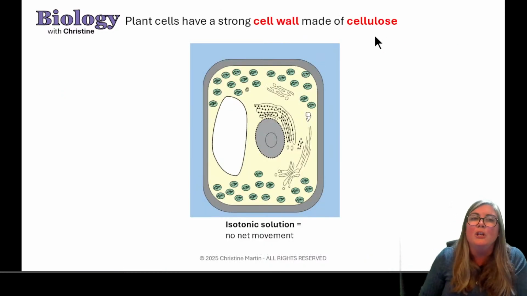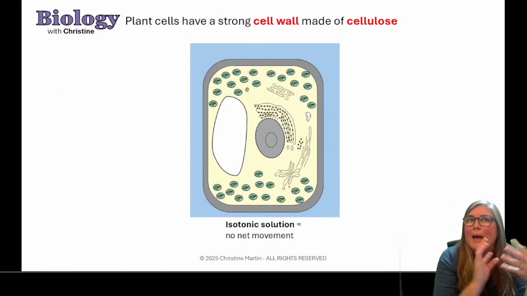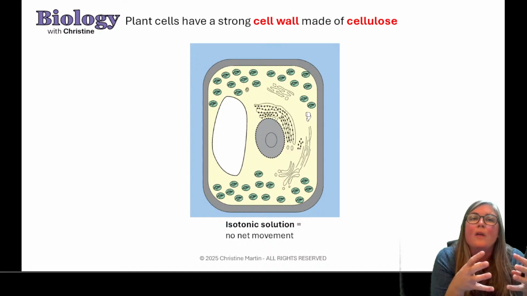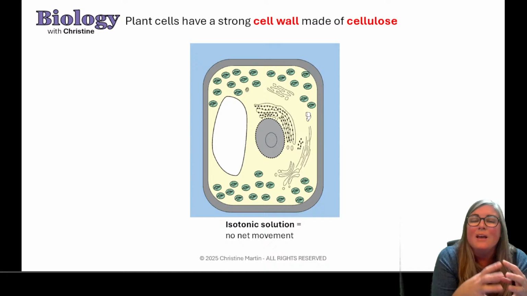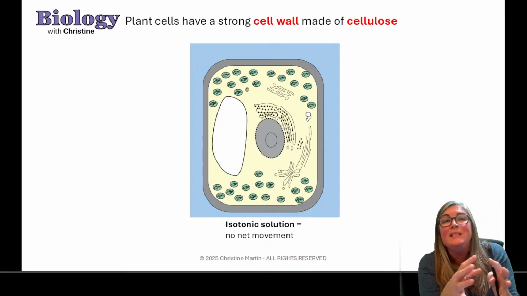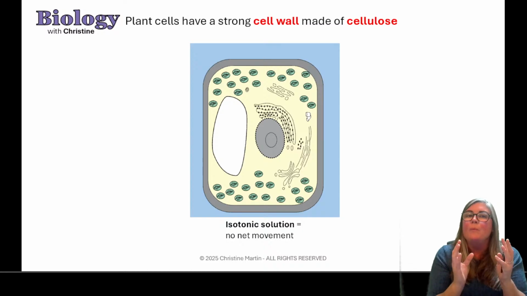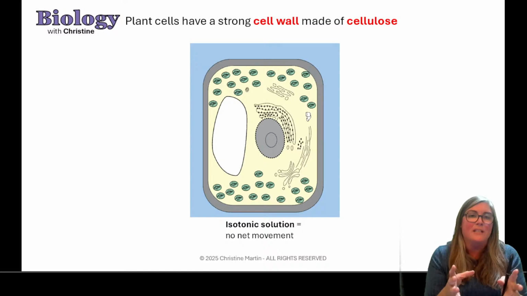So what happens when we look at plant cells then? Well, animal cells don't have the cell wall. And because they don't have the cell wall, that therefore means that they have got an ability to take in the water and become quite rigid. And we call that its turgidity.